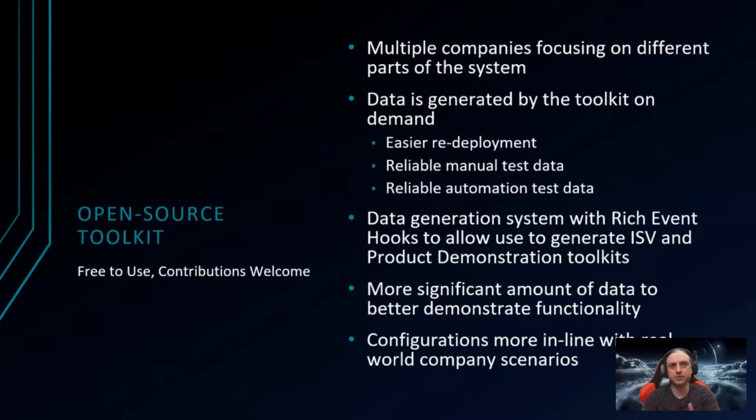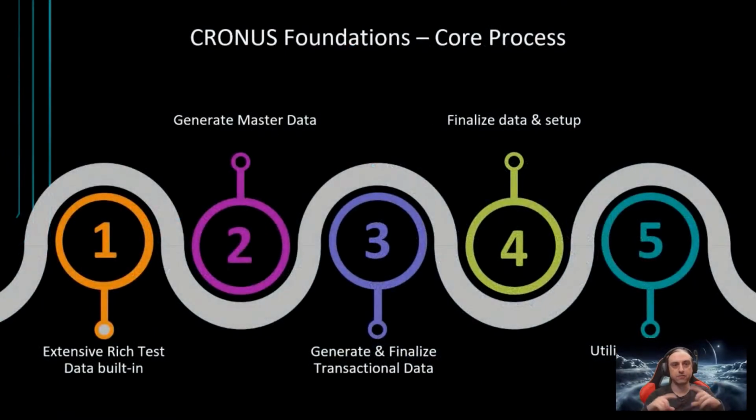So how will this little toolkit work? The idea is that we have extensive data built into the tool to get things started. We generate all of the master data, so customers, items, GL accounts, everything across all of those core areas, all the postings, setup, all that sort of thing. We have event hooks at each step along the way that ISVs and partners can attach to and make changes to add some of their own logic. And then using that data set, they will be able to create transactional data, add some of their own information to those different steps, and then finally we would post that transactional data.